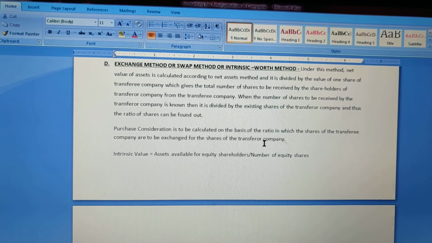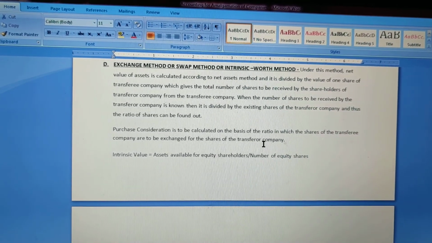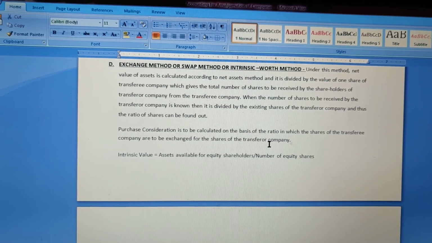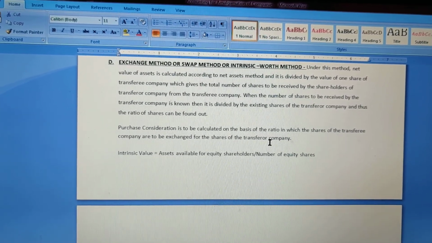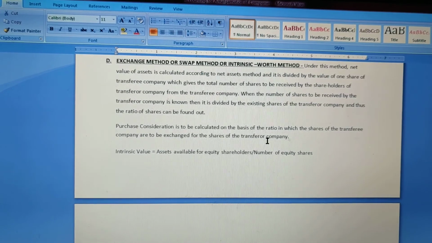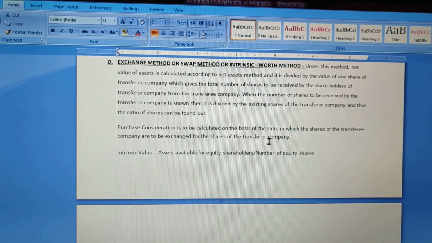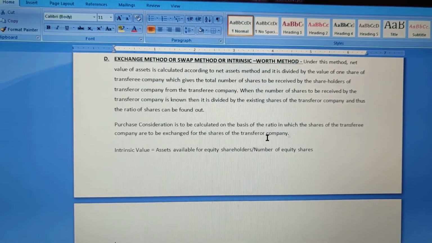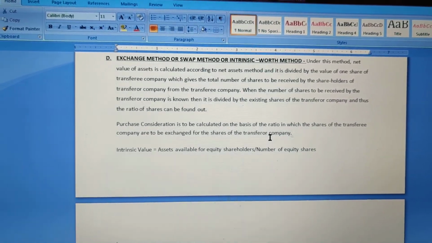The net value of assets is calculated according to the net assets method. First you have to calculate your net assets under this method, and then you divide those net assets by the value of one share of the transferee company, which gives the total number of shares to be received by the shareholders of the transferor company from the transferee company. Clear?